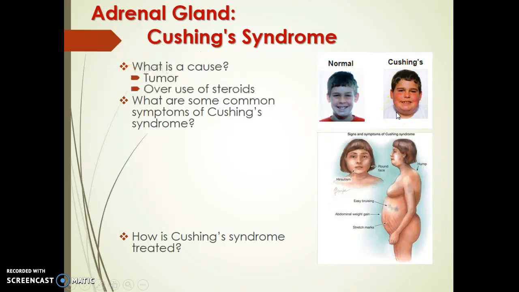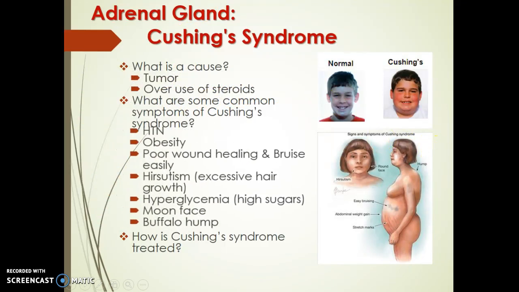So the cause is that typically it's either a tumor that's located on the adrenal gland, or it's an overuse of steroids. People take steroids for many reasons. Steroids are used to speed up medications, to speed up the immune system, to help you fight off stuff. So typically, the overuse of steroids will cause this type of disorder.